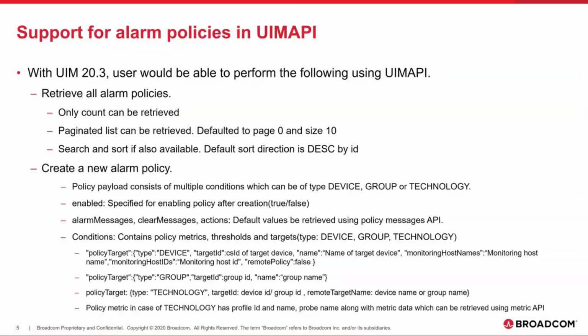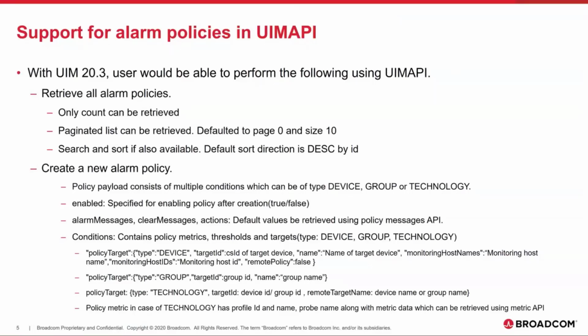And coming to conditions. Conditions contain policy metrics, thresholds, and targets. Targets are of type device, group, or technology. A policy target of type device is as below. It would have the type, which is device, the target ID, that is the CSID of the target device, the name of the target device, the monitoring host name and host ID of the device, and whether it is a remote policy or not. A policy target of type group is like this. The type is group, the target ID would be the group ID, and the name would be the group name.